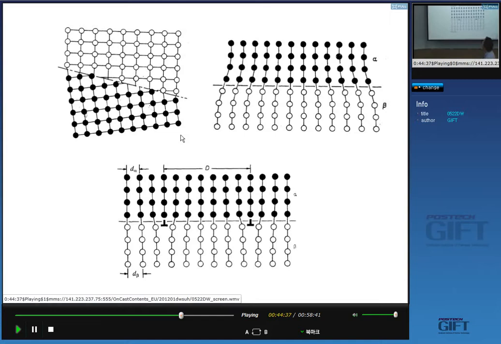And how about a coherent interface? Usually when there are two phases, it is very difficult to keep a coherent interface. To make a coherent interface between two phases, very specific conditions should be satisfied. For example, the crystallographic structures of the two phases should be the same, and the lattice mismatch should be small. But as you know, the crystallographic structures of martensite and austenite are dissimilar. And the lattice mismatch is not small enough to make a coherent interface. So it is impossible to make a coherent interface between martensite and austenite.